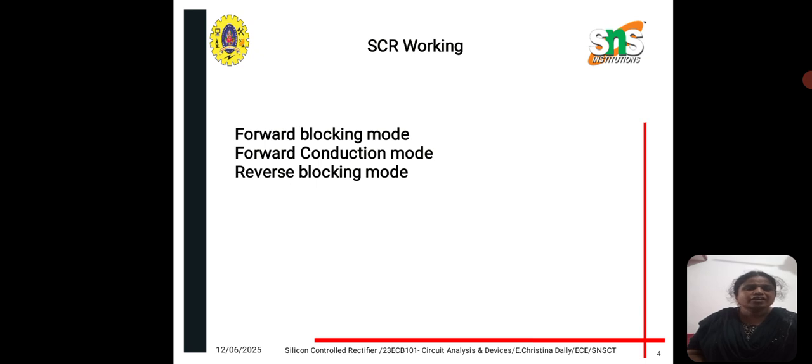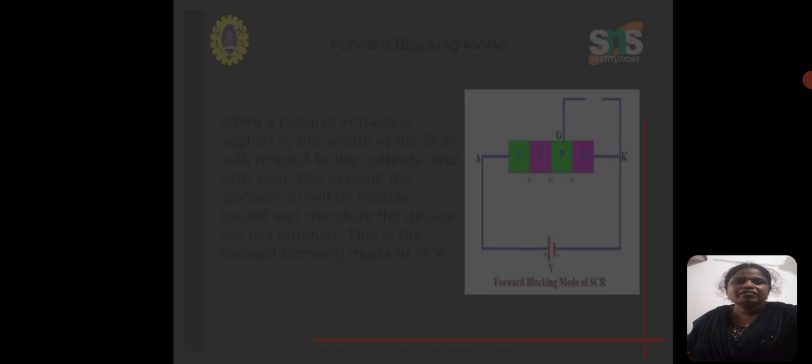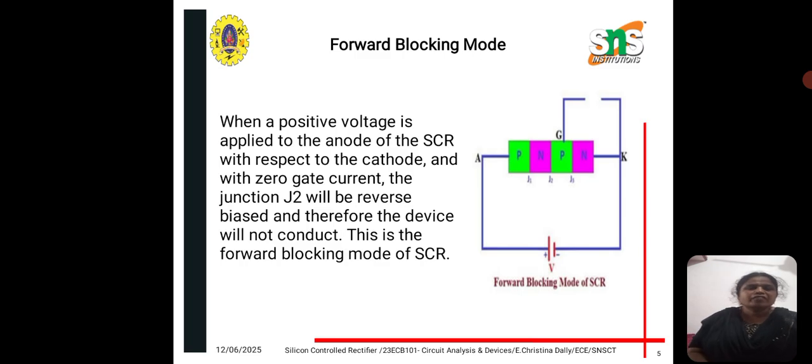Here we are going to see the SCR working principle. The three major modes are forward blocking mode, forward conduction mode, and the reverse blocking mode. First we are going to see the forward blocking mode.